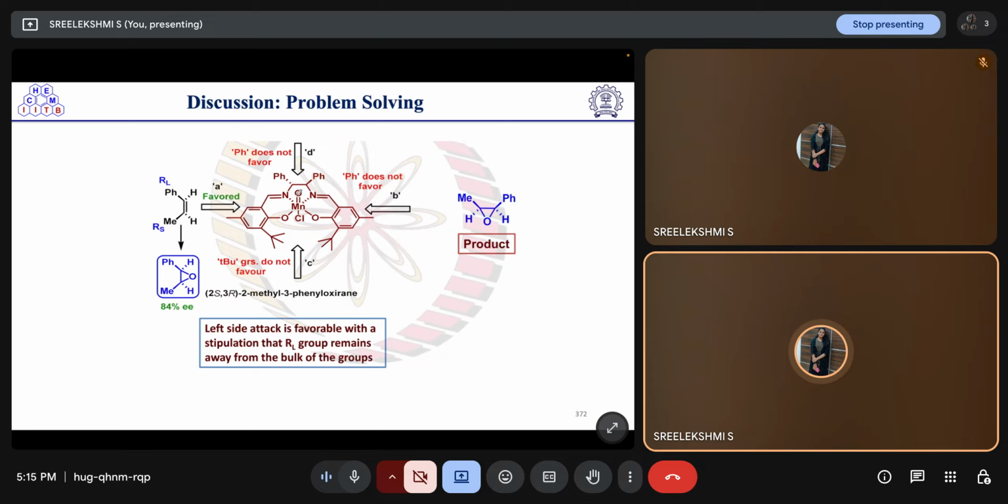Now this is the mechanism of how this is working. In the case of this particular catalyst, this is the favored attack, because this one is not favored for steric reasons. Similarly, this is also not favored, and here the tertiary butyl groups don't allow this attack either. Here, as we can see, this phenyl group and this methyl group are above and this phenyl group is below, so this attack is favored, but from this face it will not be favored. So left side attack is favorable, with the stipulation that the RL group remains away from the bulky group. Considering the steric factors, this will be favored and the product will be this particular epoxide.